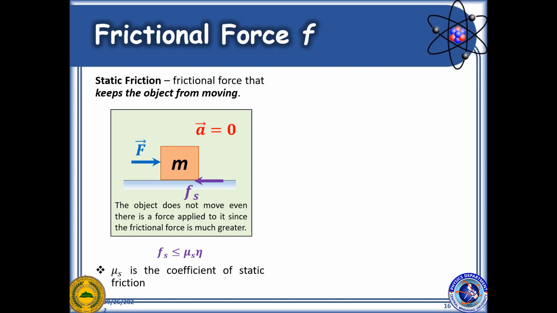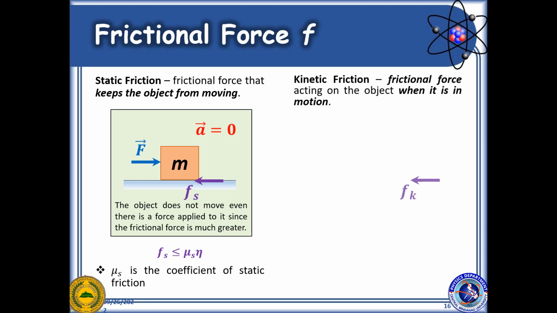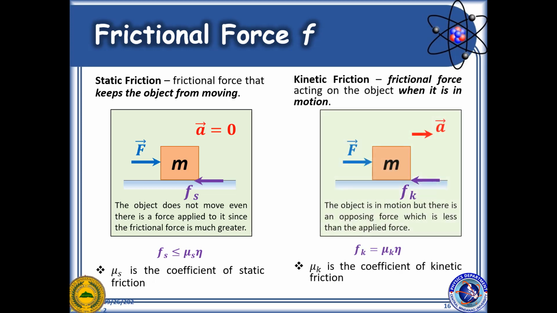So we have two types of frictional force. We have static friction, and then we have kinetic friction. Static friction is the frictional force that keeps the object from moving. If the object does not move even though there is a force applied to it, this is because the frictional force is much greater. Static friction is less than or equal to mu sub s times the normal force.